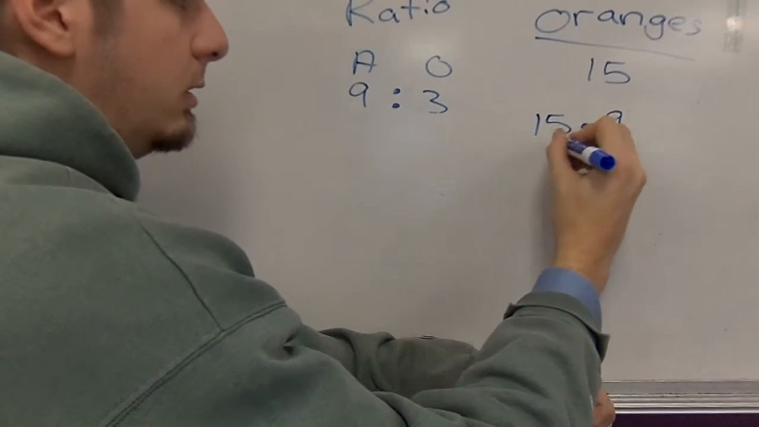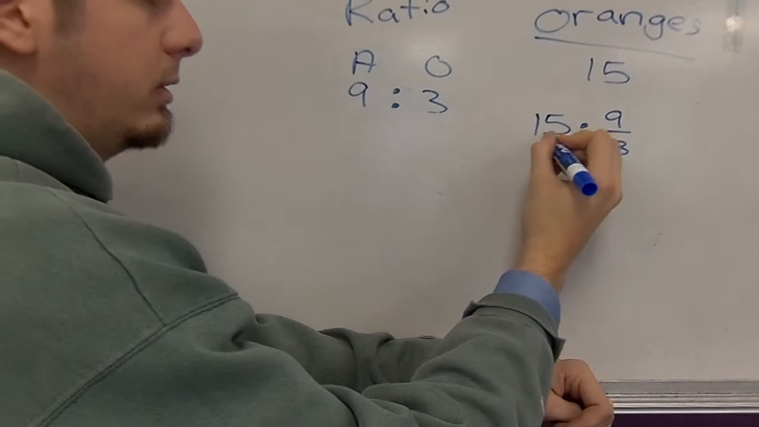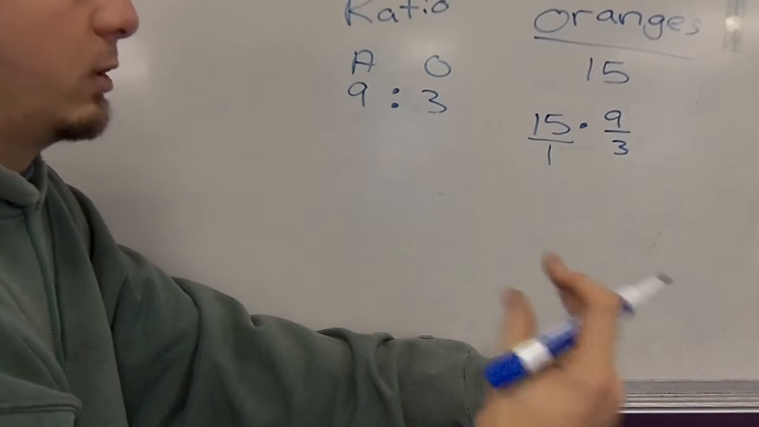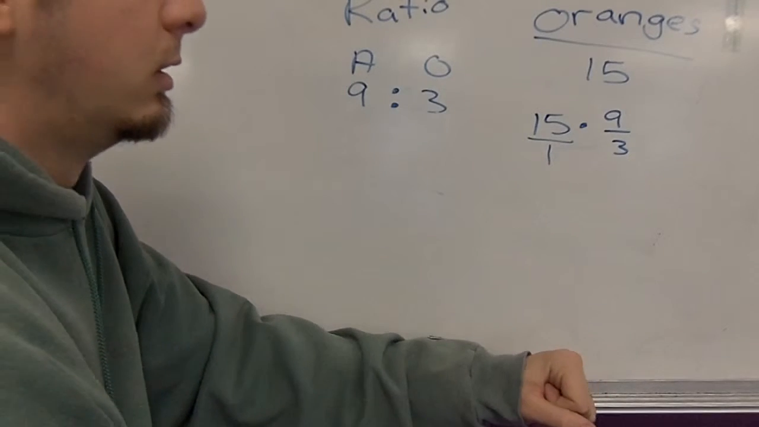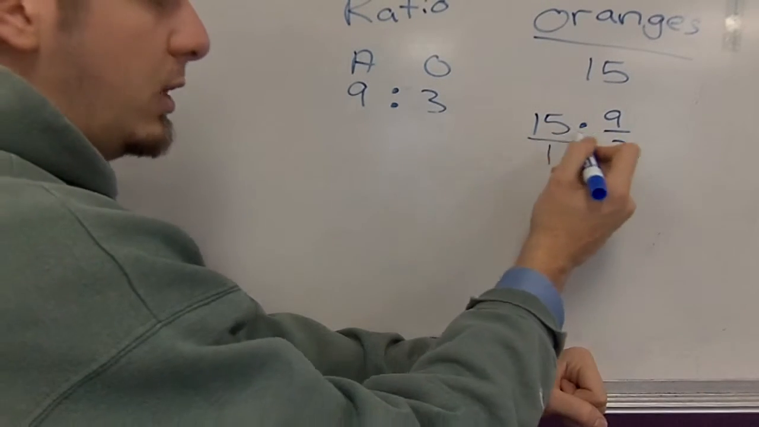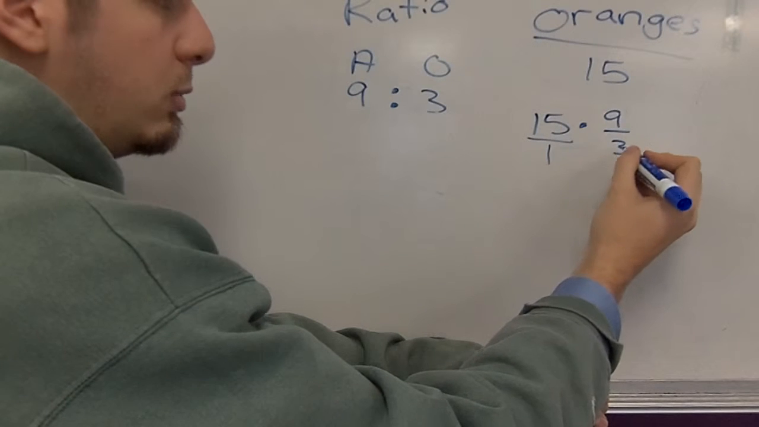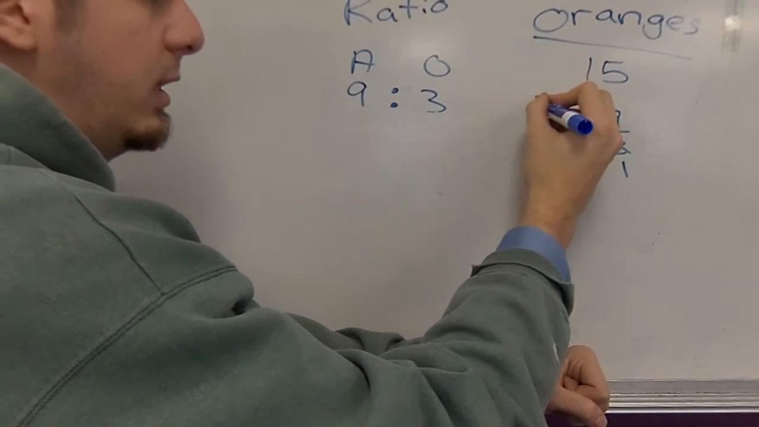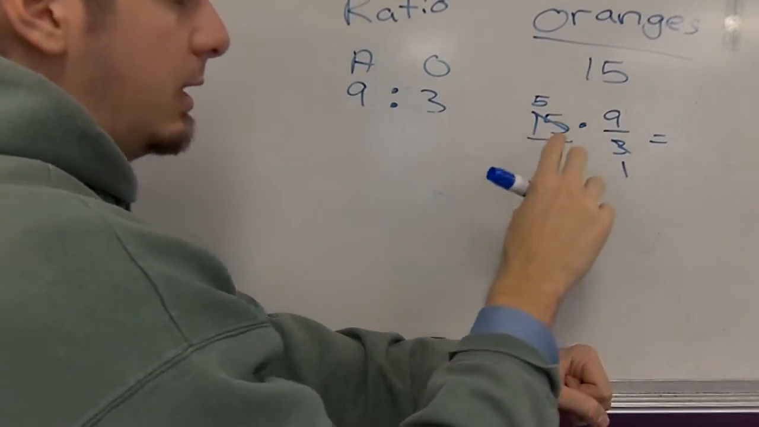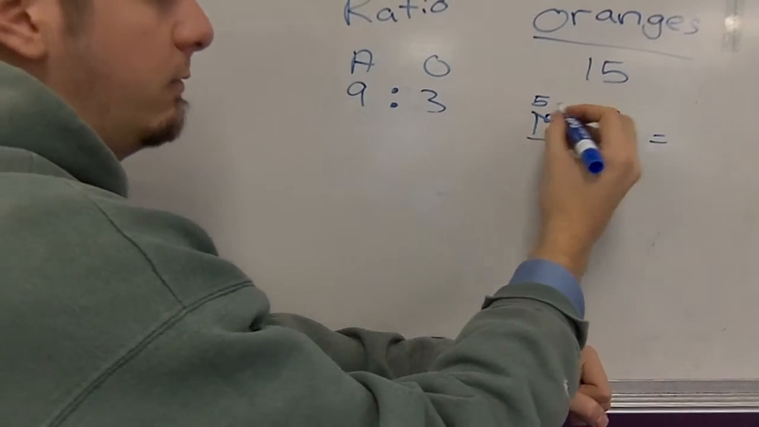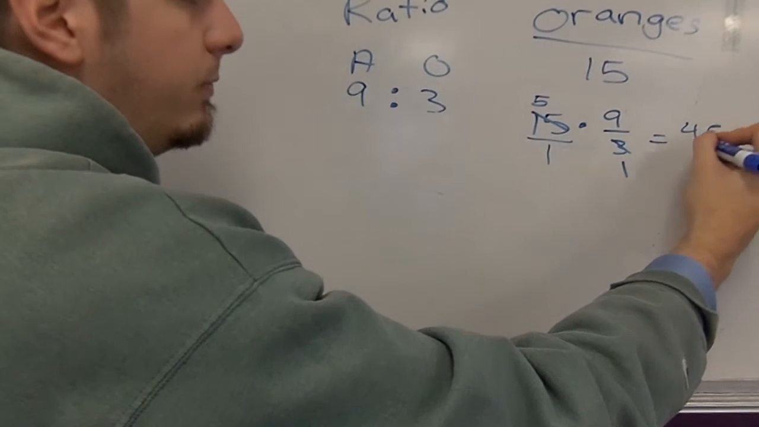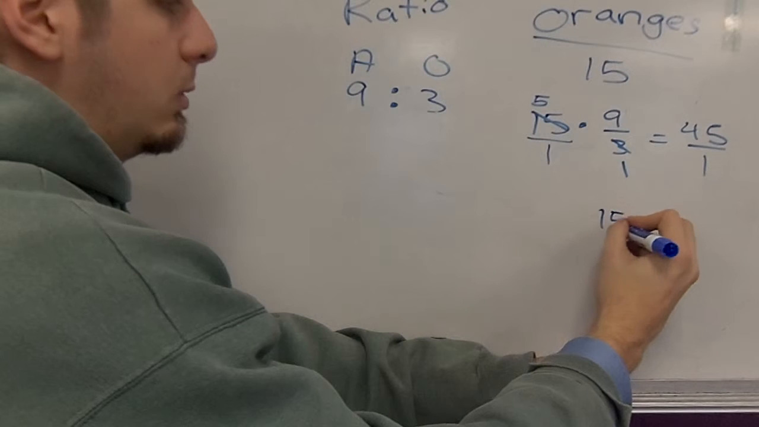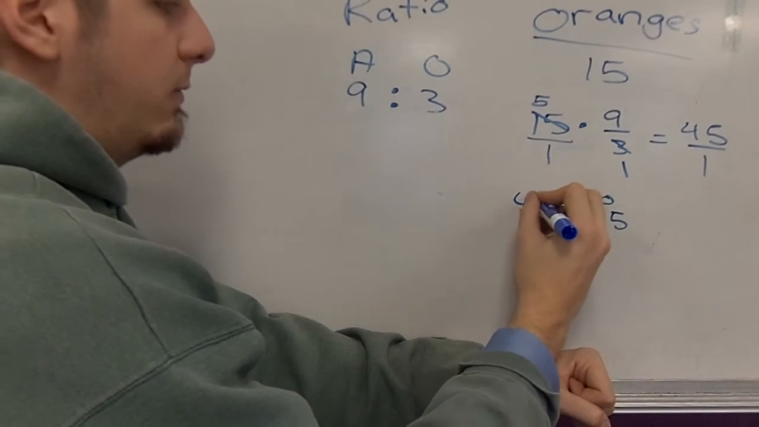Right? And since 15 is a whole number, if we're going to multiply these two things, we're going to want to convert it to a fraction. The way you convert a whole number to a fraction is just put it over 1. You can do some cross-canceling here. So 3 goes into itself once, 3 goes into 15 5 times. 5 times 9, so now I'm going to do my multiplication straight across. 5 times 9 is 45. 1 times 1 is 1. So I have 15 oranges. I have 45 apples.